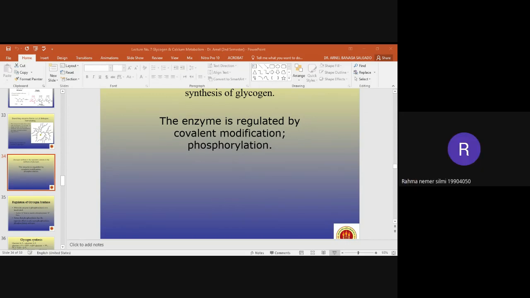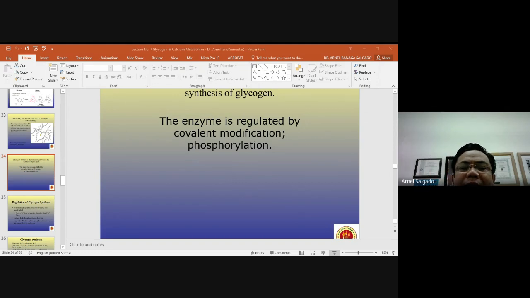All right. So the glycogen synthase is the regulatory enzyme in the synthesis of glycogen. Take note, glycogen synthase regulates the synthesis of glycogen.